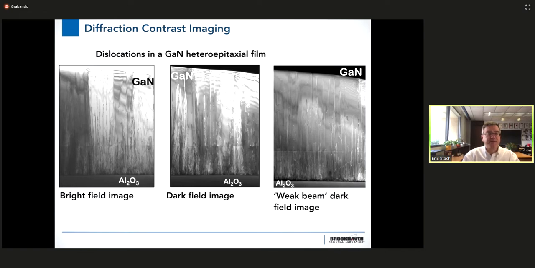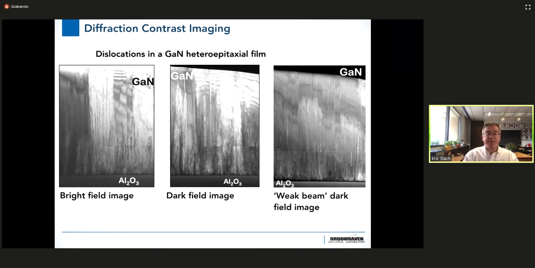In the case on the far right, you see that everything's kind of a light gray with very bright white lines that are very narrow. That's the weak beam dark field image. Again, it shows you that gallium nitride grown on alumina can be highly defective. One of the interesting things about this material is, despite the high defect densities, it's still able to produce photons under an applied bias.